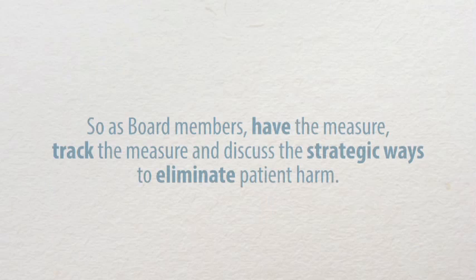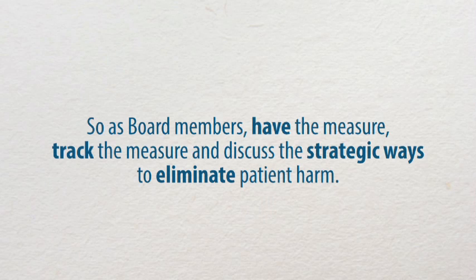It's important to know what we can do in infections and what we can do in patient falls, but it's also important as trustees to talk about what are those organizational-wide strategies, like patient and family engagement, that are essential to eliminating patient harm. How do we leverage that across all our harm topics? So as board members, have the measure, track the measure, and discuss the strategic ways to eliminate patient harm. And using the harm across the board template is a great way to know how you're doing and to track and to really get to 0 in terms of harm.